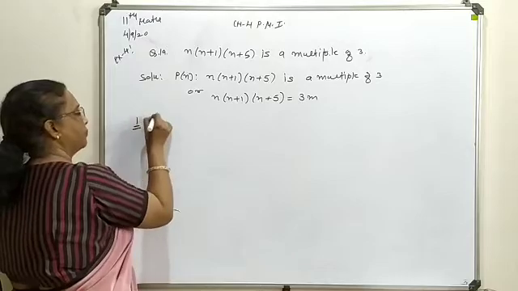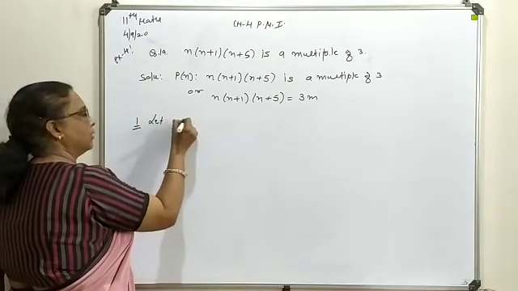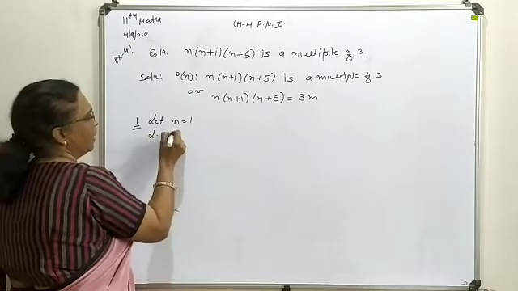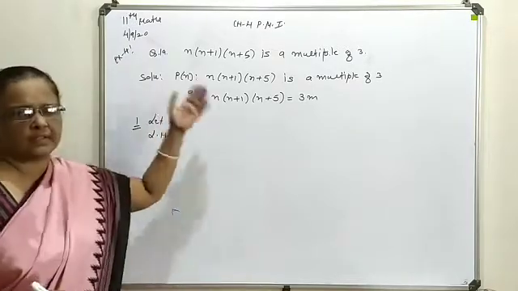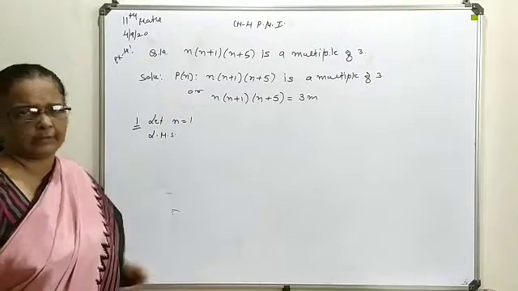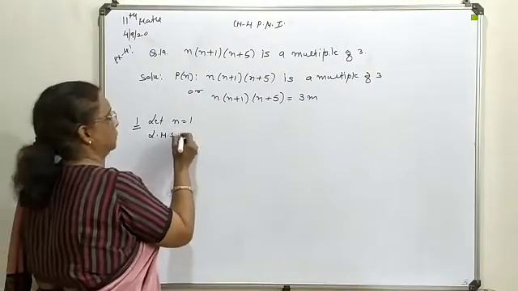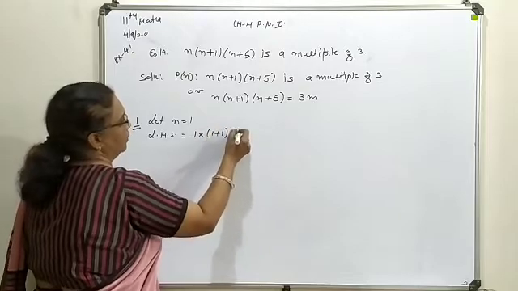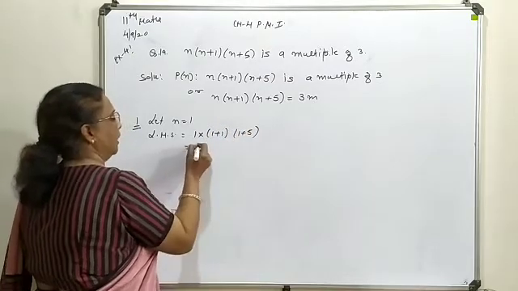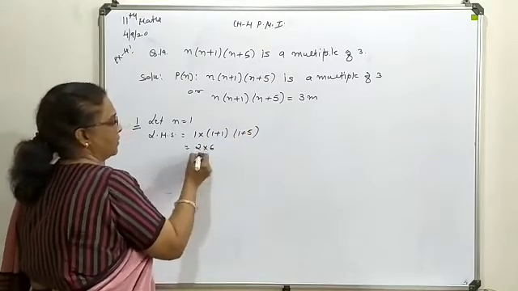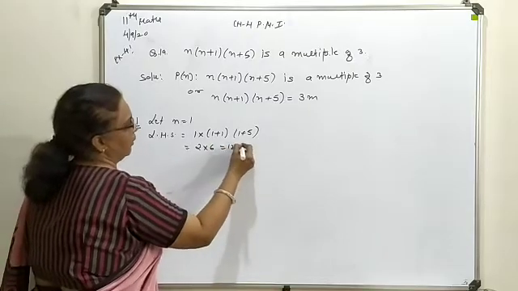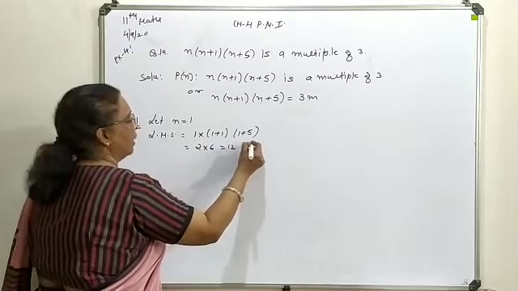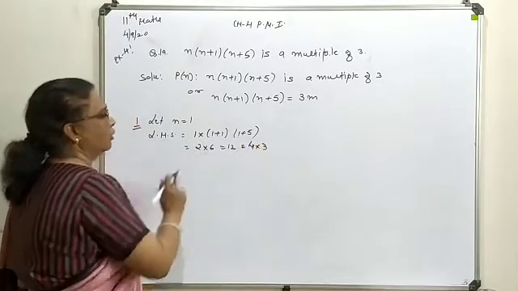First step, let n is equal to 1. So left hand side you pick up. The expression itself you will take care of that. 1 plus 1 plus 5, that is 2 into 6, 12 you have generated, and obviously this 12 is what? 4 into 3.